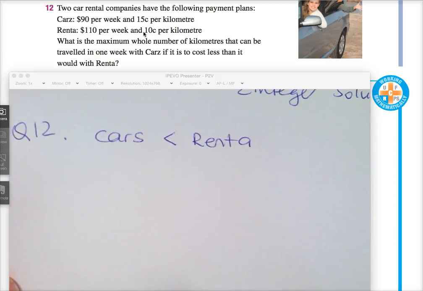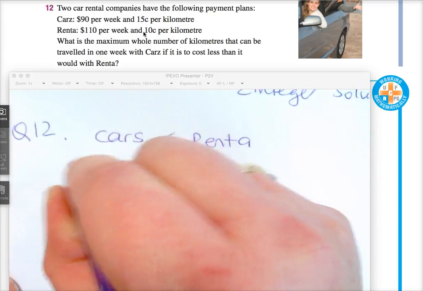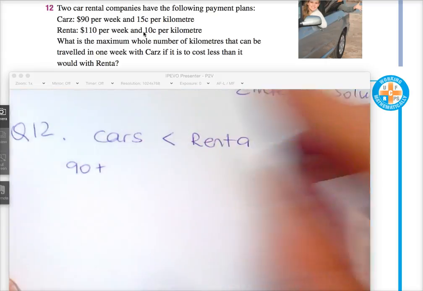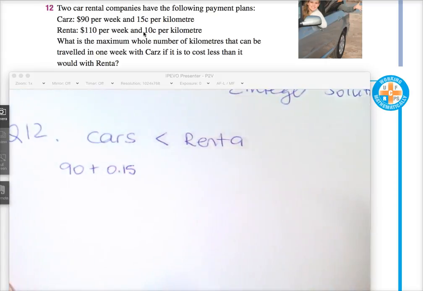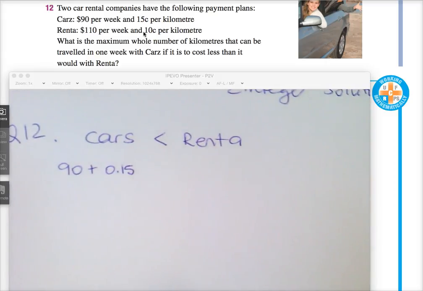$90 plus 15 cents, how are you going to write that in dollars? Plus 0.15 times per kilometre. So let's say you travelled 100 kilometres. Wouldn't it be $90 plus 0.15 times 100? If you travelled 20 kilometres, it would be $90 plus 0.15 times 20.